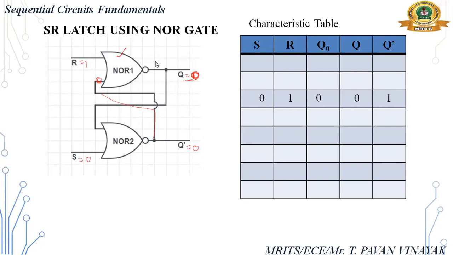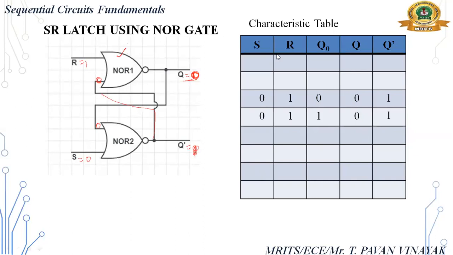Okay. So see, when S is equal to 0, R is equal to 1, suppose the previous state is 1. Now what happened? Output is 0. So Q bar will be automatically 1. Let us see how. Q is 0 now. That 0 will come here. 0, 0 means 1. So Q bar will change to 1.